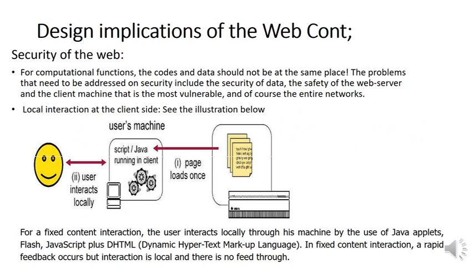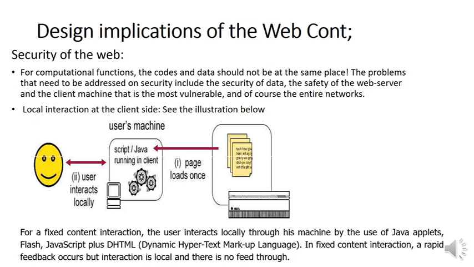Security of the web. For computational function, the code and data should not be in the same place. The problems that need to be addressed on security include the security of data, the safety of the web server, and the client machine that is the most vulnerable, and of course, the entire network.